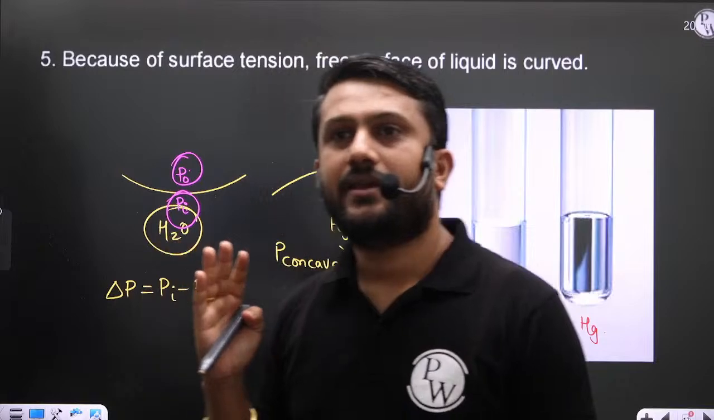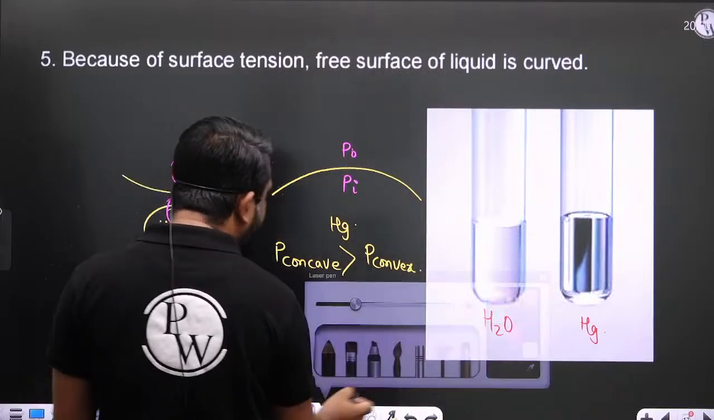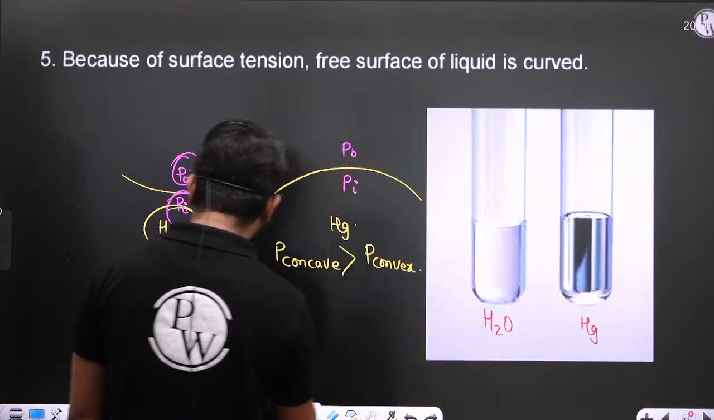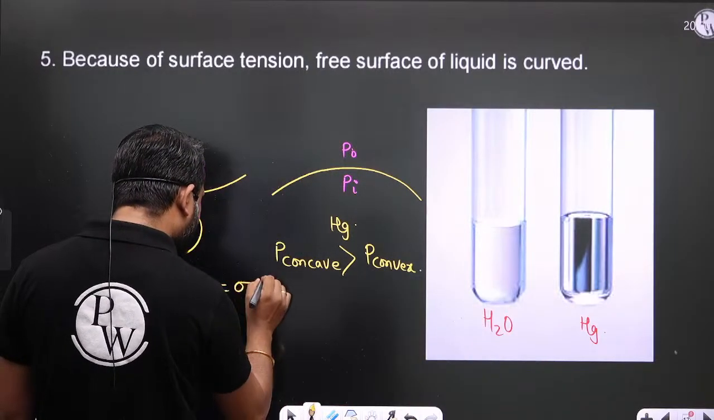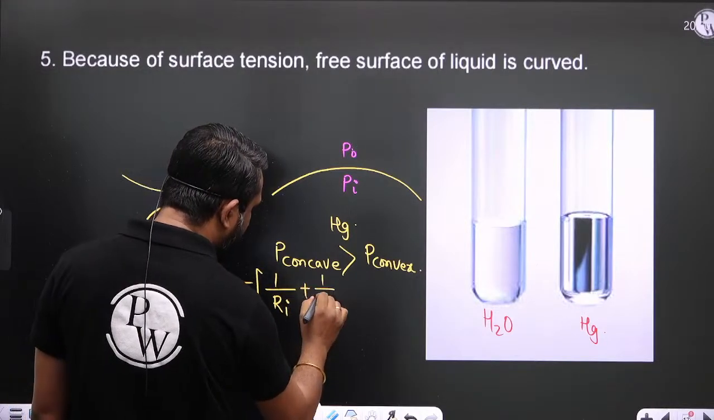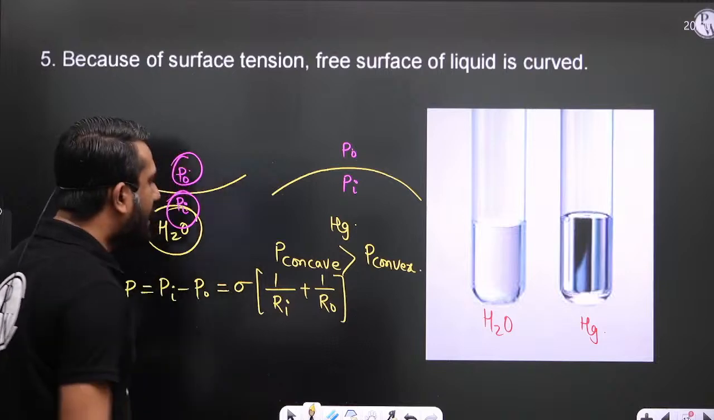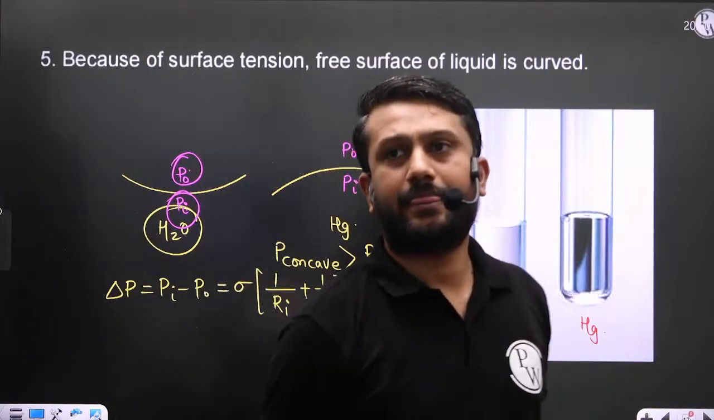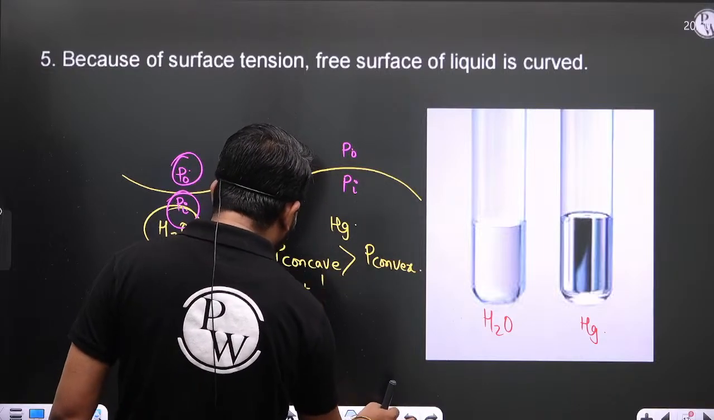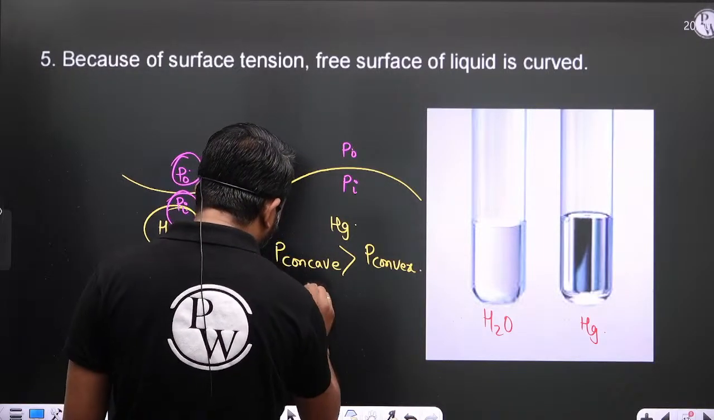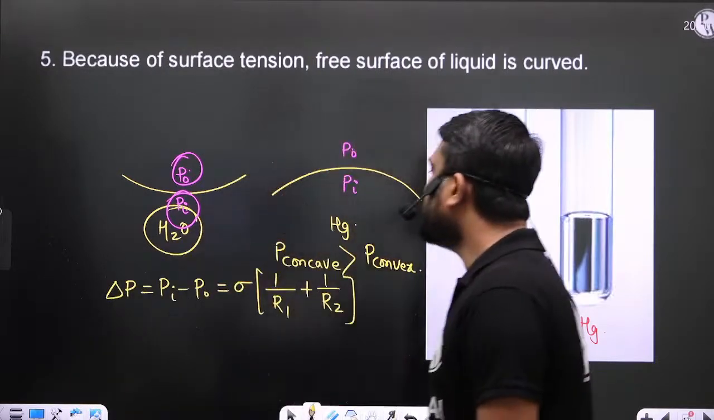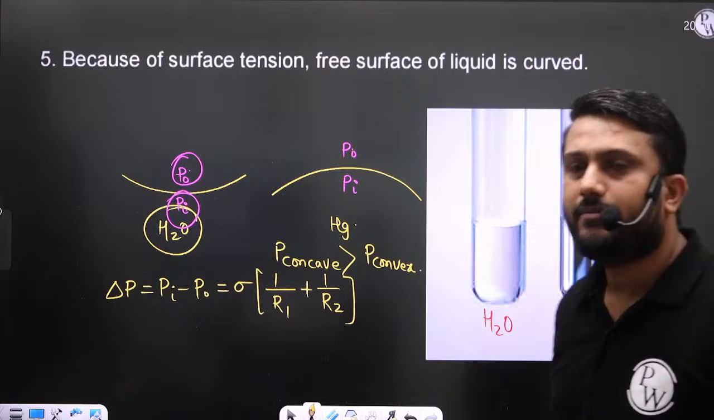Is it clear? So delta P is basically Pi minus P naught, and this delta P is equal to sigma into 1 upon Ri plus 1 upon R naught. And this is nothing but, or you can say, Ri replaced by R1 and R2. What is the R1, what is the R2, I will discuss. This Pi minus P naught is equal to sigma into 1 upon R1 plus 1 upon R2.